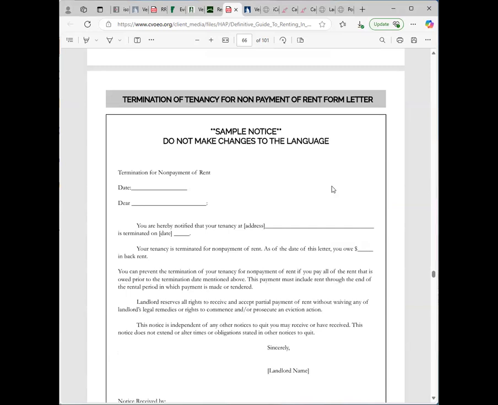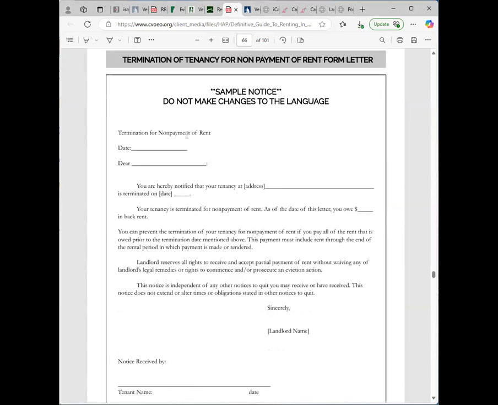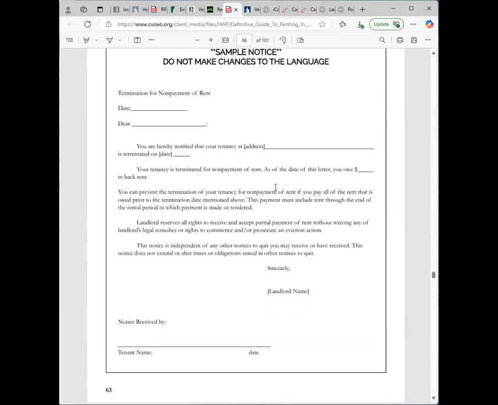Okay. Termination for non-payment of rent. Sample notice, do not make changes to the language. So this tells you that whatever words are on here, this is actually what you want to put on your actual letter. Now, this is not printable because it says here is, well, I guess you can print it and then you would just write next to it.